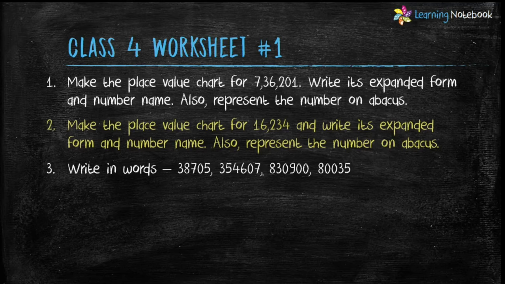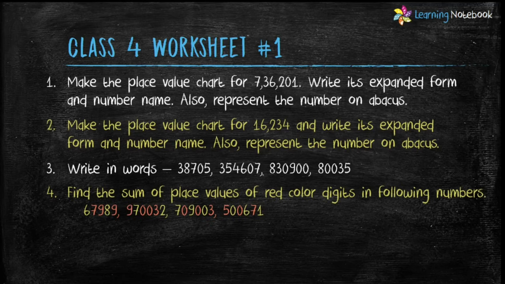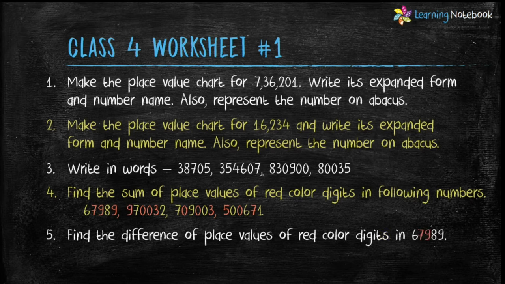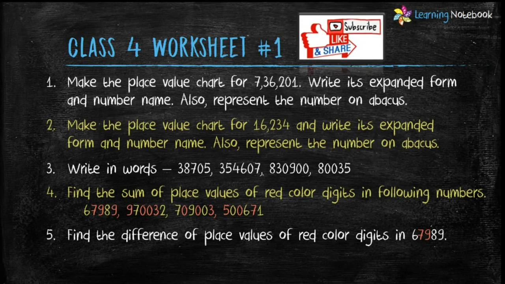Question 3 is, write the following numbers in words. Next question is, you have to find the sum of place values of red colored digits in the following numbers. Question 5 is, find the difference of place values of red colored digits in 67989.